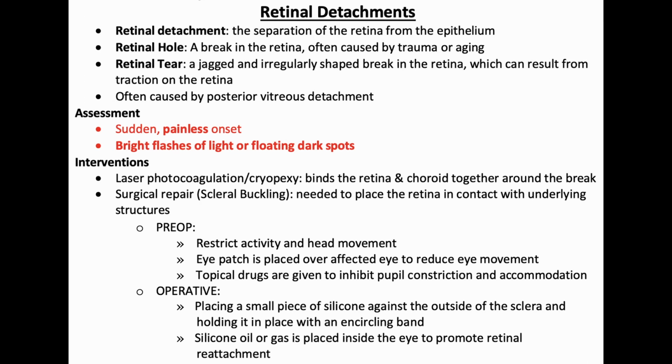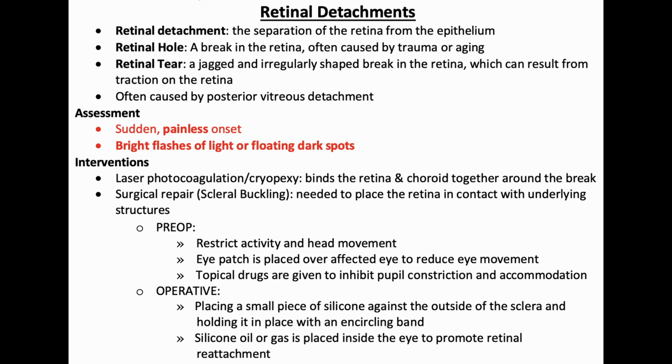Retinal holes, tears, and detachments are often caused by posterior vitreous detachment. It could be a sudden, painless onset. They'll have bright flashes of light or floating dark spots. What are we going to do for them? They'll have laser photocoagulation or cryopexy. So that's all laser. Then they can have surgery.